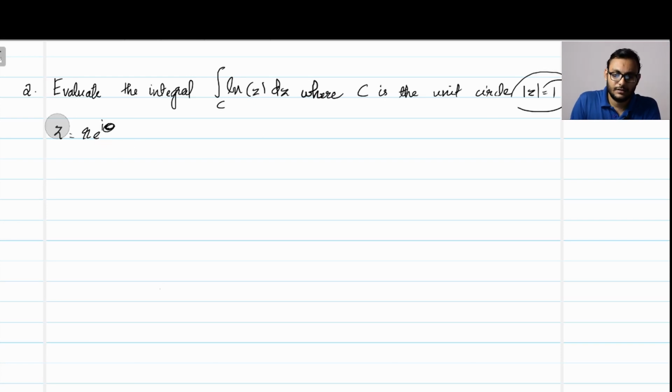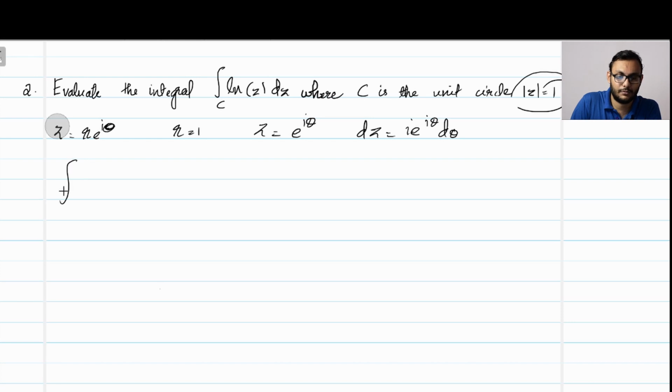So, in this particular case, mod z is equal to 1, which says that r is equal to 1. So our variable will become z is equal to e raised to i theta. This is exclusively for the unit circle. Then we can find dz, here the variable is theta, so we can write it as i e raised to i theta d theta.